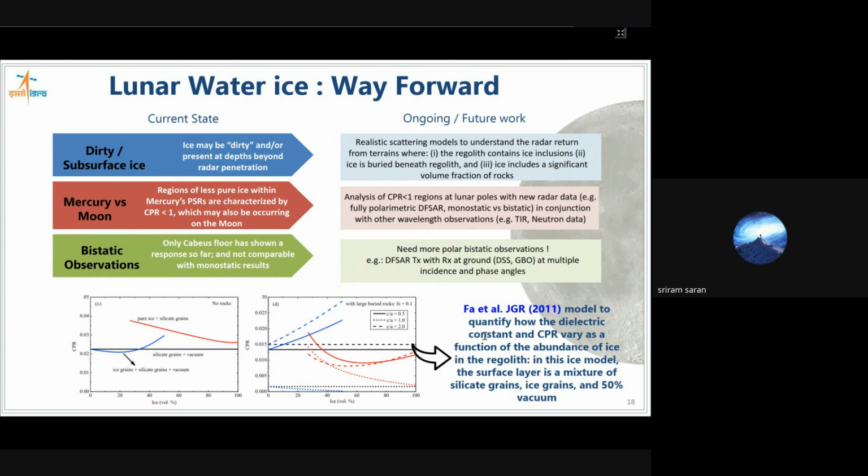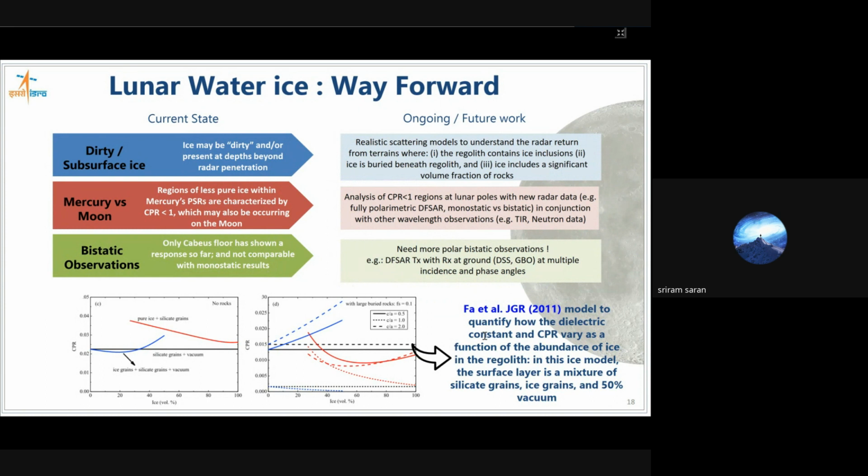And then when you compare with Mercury, some regions of water ice have been observed with these CPR values of less than 1. So we are targeting those kinds of regions where you have CPR less than 1, using new radar data, especially the DFSR, which I'm currently working on. And then comparing with other wavelength observations such as the thermal infrared as well as neutron data.